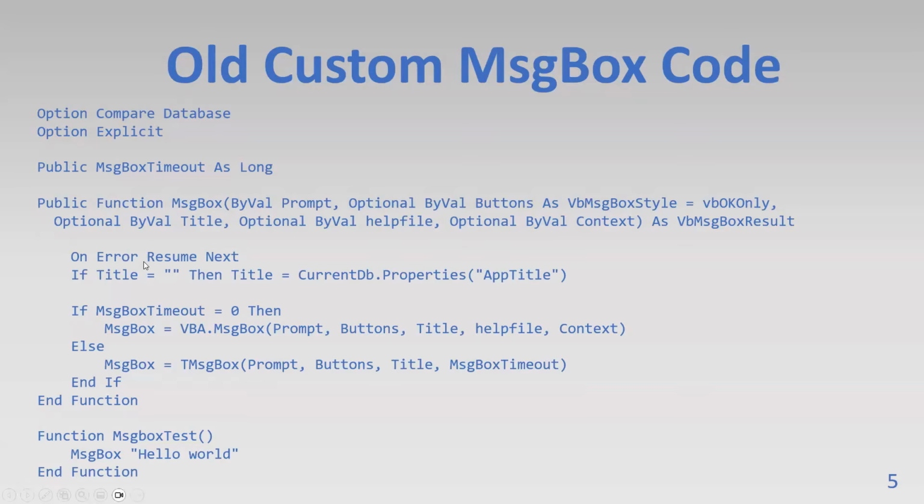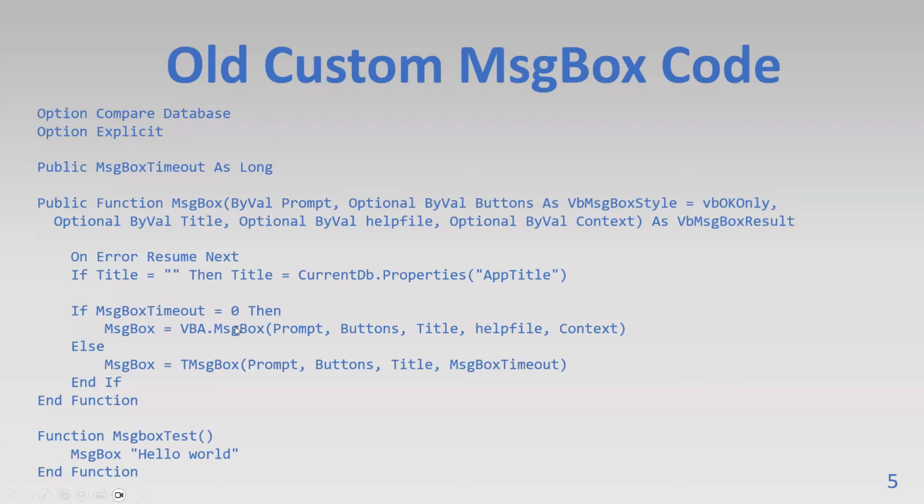As I said, on my existing code, it basically goes off and it looks for the database AppTitle property, which is the database name. I've got an On Error Resume Next in case it's not defined. So what I'm doing is saying if the optional title is blank, so the caller hasn't actually defined a title, then use the database name as a default. I've also got a timeout function in there.